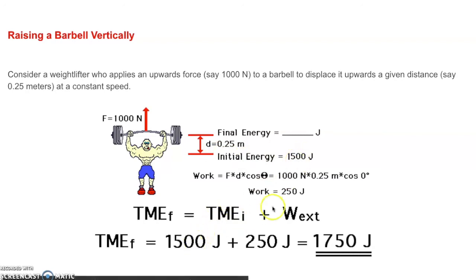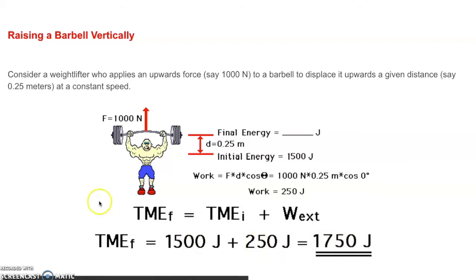That's here. The work is the force we apply, which is 1,000, times the distance we move the barbell, 0.25, times the cosine of 0, which is 1 because it's all in the same plane. So it's 1,000 times 0.25, which equals 250. So if we take our initial mechanical energy of 1,500 plus the 250 joules of work that the weightlifter does, we get a final mechanical energy of 1,750 joules. Okay, so total mechanical energy initially is different than final because of the work that we have done to the barbell.